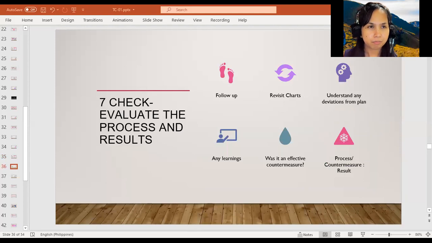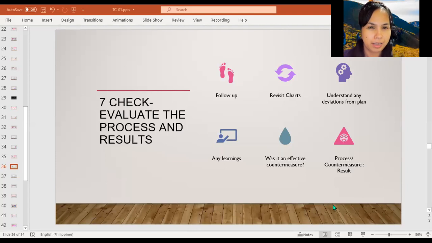Actually, step 7 of the practical problem solving methodology is often called the follow-up phase, as we evaluate the results, the countermeasure implementation, and the process itself. And in doing so, we'll be able to answer questions such as what actions worked, what didn't as well, and which factors contributed to the success or failure.